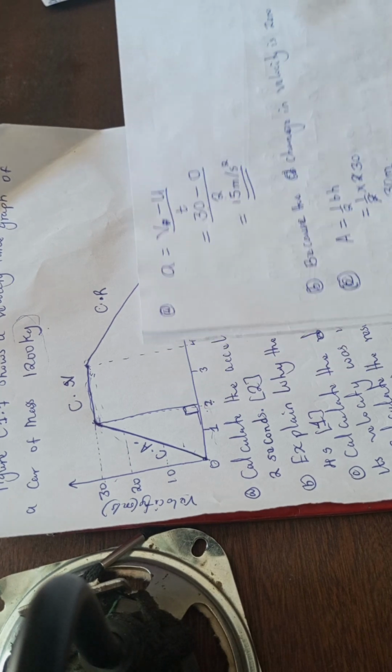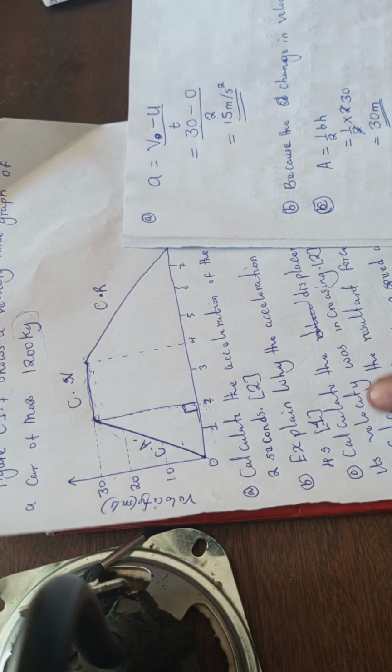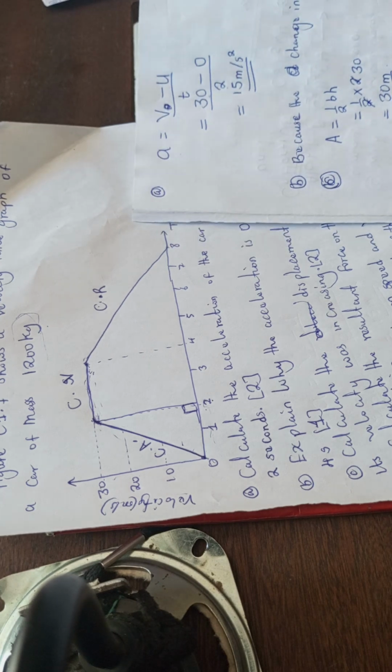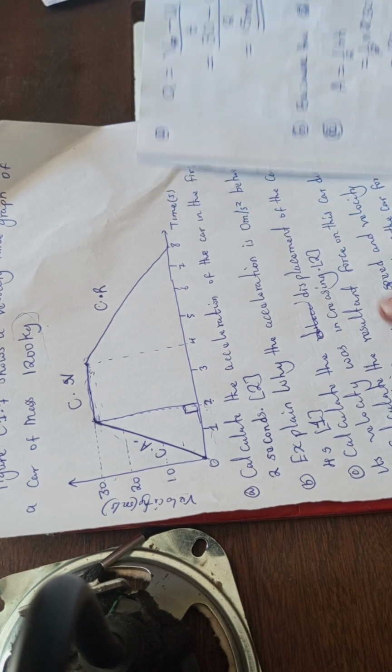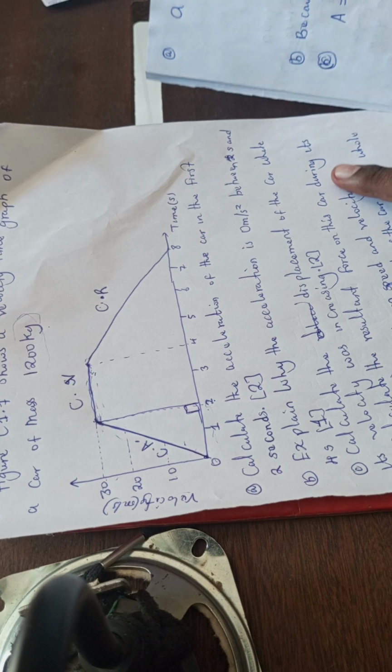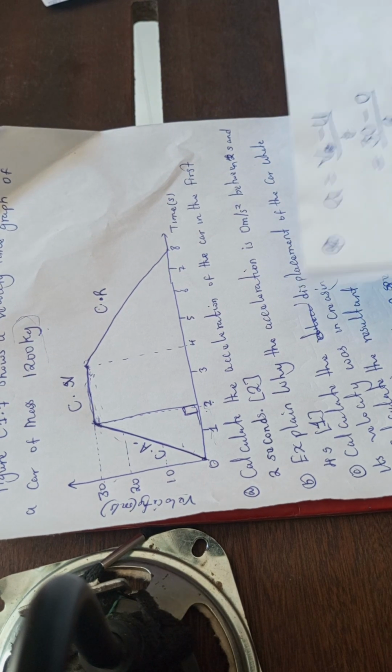You are good to go. That is 2 marks for free. This 2 marks is for free. Then from there, calculate the resultant force on this car during its acceleration.